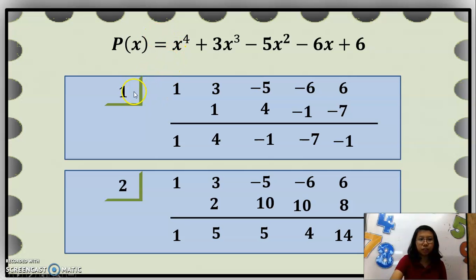So the first one, let's try to solve for the upper bound. When we say upper bound, those are positive values of the zeros. So we have here 1, which is positive. And then the values of the coefficients for this polynomial will be 1, and then 3, negative 5, negative 6, and then positive 6. So upon using synthetic division, we bring down the first term, which is 1. 1 times 1 will be 1. And then add it. 3 plus 1 will be 4. 4 times 1 will be 4. Negative 5 plus 4 will be negative 1.